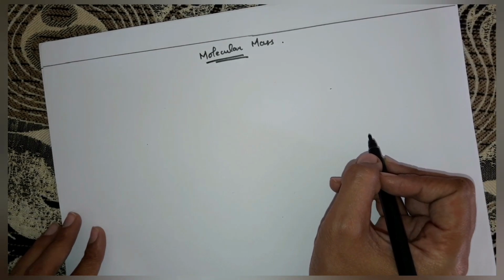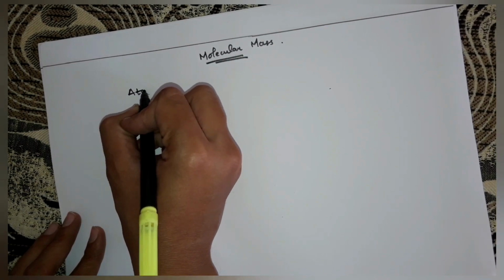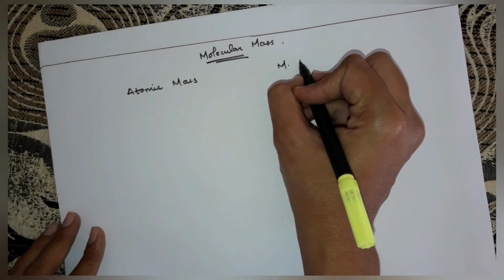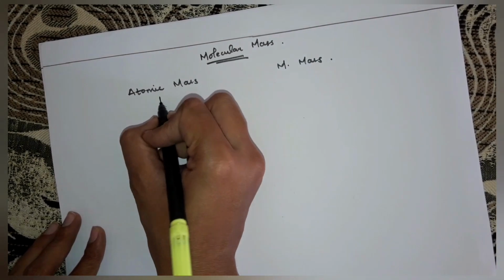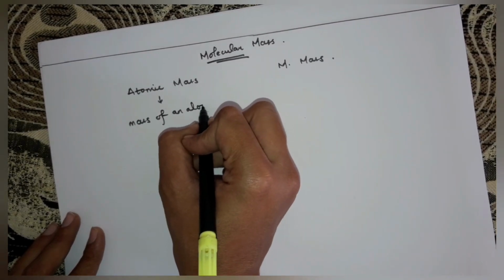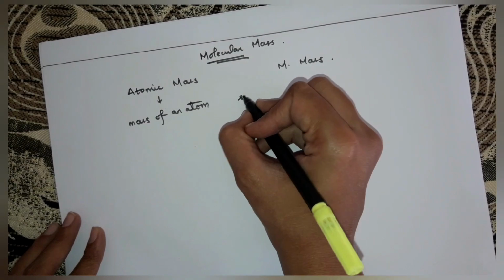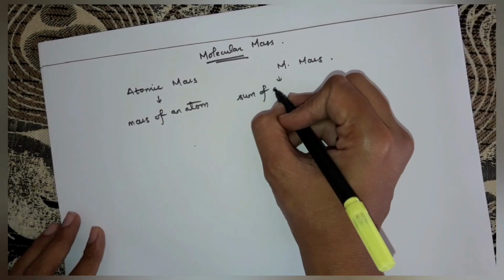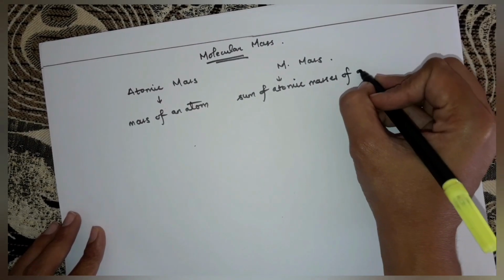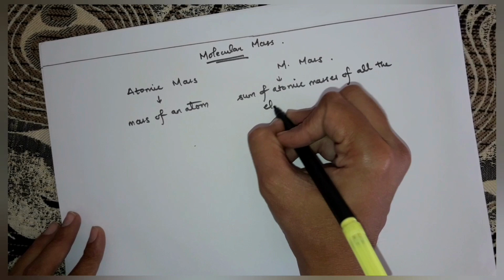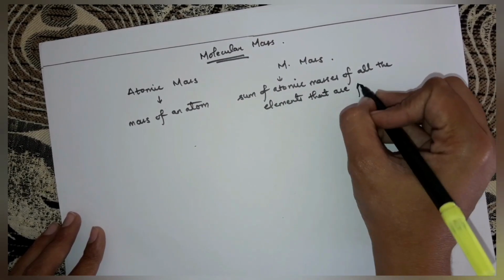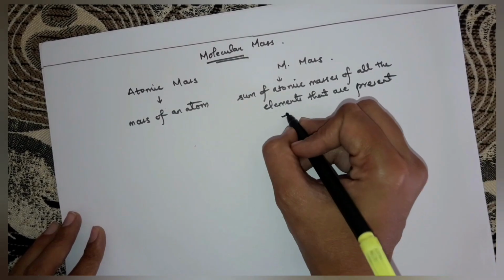Molecular mass of element. Let us see the basic difference between atomic mass and molecular mass. Atomic mass is the mass of an atom, but molecular mass is the sum of atomic masses of all the elements that are present in a molecule.